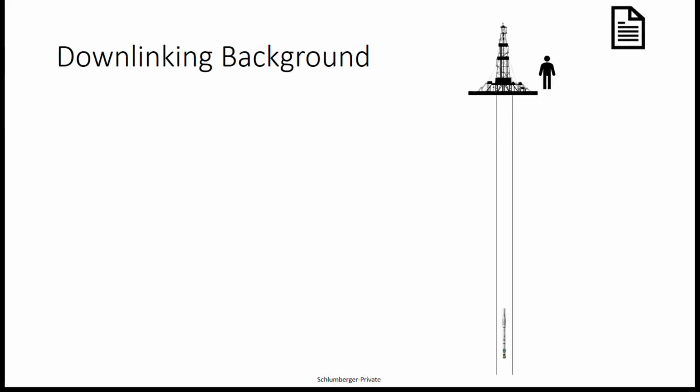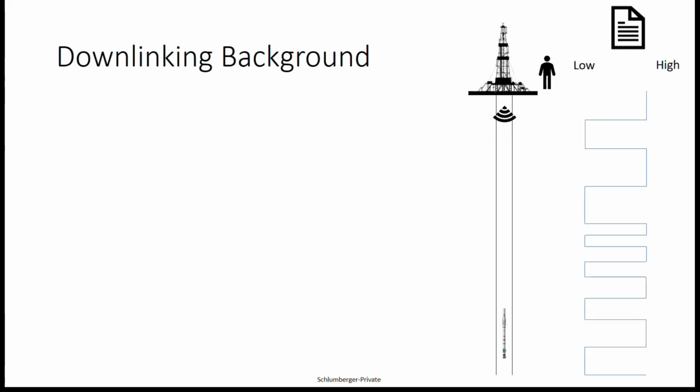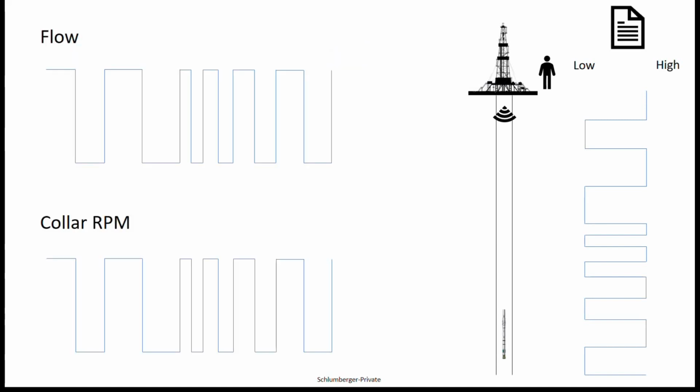When performing the job, the DD selects the appropriate steering option from the list, then communicates that command to the tool by varying certain surface parameters between a high and low state. Each command has a specific timing sequence that the tool can identify downhole. There are two types of surface parameters the DD can use, either a flow or collar RPM downlink.